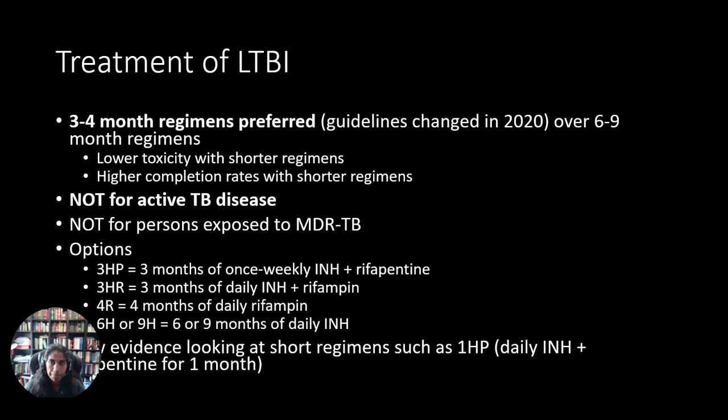to MDR-TB. Options for latent TB infection treatment include 3HP, which involves 3 months of once-weekly INH plus rifapentine, 3HR, which is 3 months of daily INH plus rifampin, 4R, which is 4 months of daily rifampin, or the longer regimens, 6H or 9H, which is 6 to 9 months of daily INH. There is new emerging evidence looking at short regimens for treatment of latent TB infection, such as 1HP, which involves daily INH and rifapentine for 1 month.